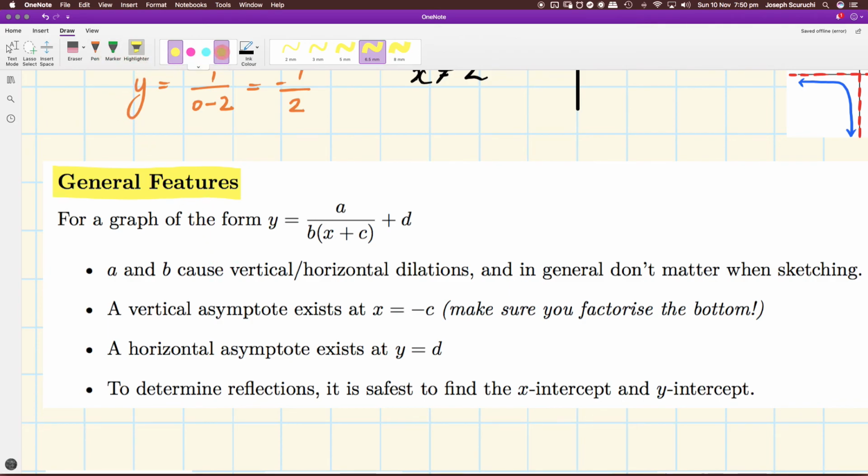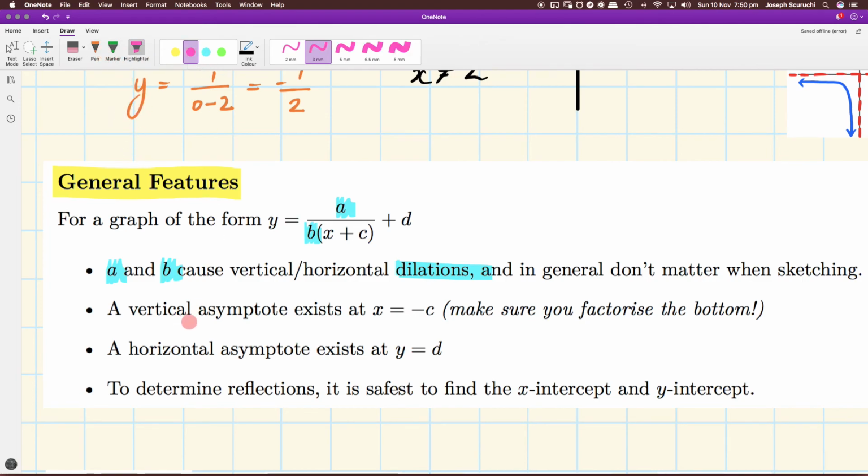So first things first, we have A and B. A and B is here, and these are the vertical and horizontal dilations. In general, they don't matter when we're sketching, so we're not going to spend too much time worrying about that, but you do have to be aware of the fact that these numbers here are going to change how I sketch it. So that's something very important in terms of my x and y intercepts.